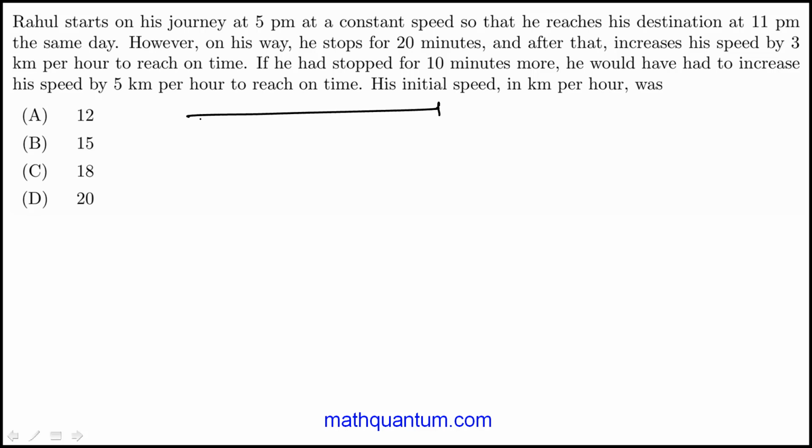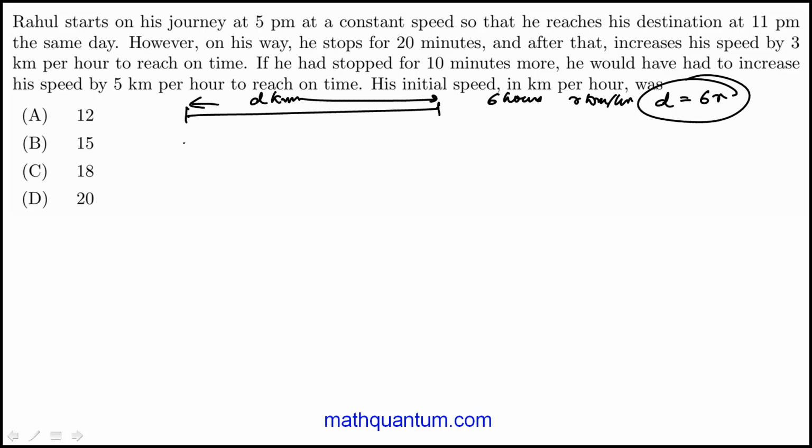So here we'll say that the default distance is d kilometers between those 2 points that Rahul covers in 6 hours. So if his initial speed was r kilometers per hour, our first relationship is d is 6r. Then we have these two cases.